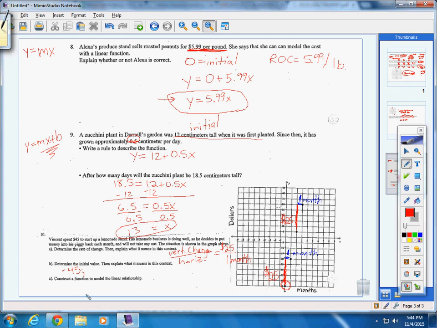Lastly, construct a function to model this relationship. Well, we know our initial value is negative 45. So y equals our initial value plus our rate of change. In this case, it's just $25. So 25 times x. And this function represents our linear relationship because he's gaining $25 per month.